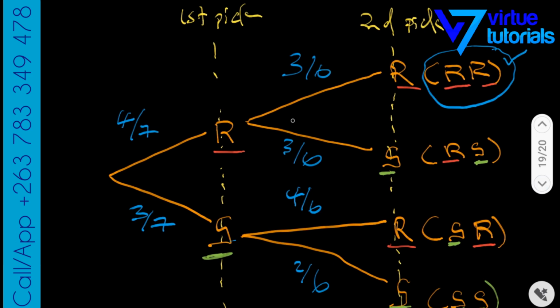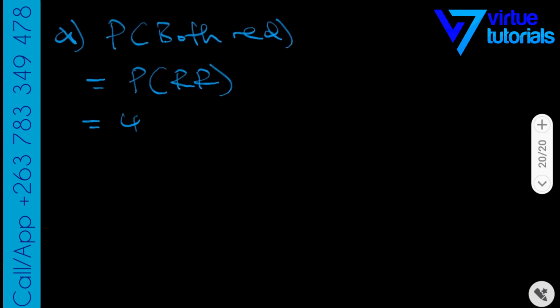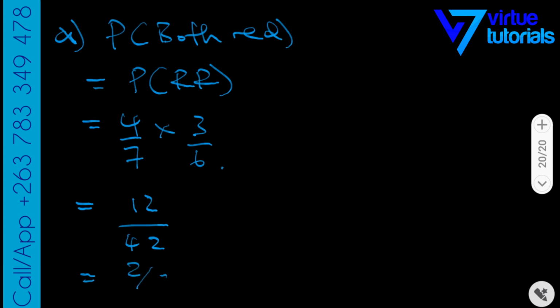So how did we get an R and R? We follow this path here, R and another R. So we get 4 over 7 times 3 over 6. That's the probability of getting R and R. It's 4 over 7 times 3 over 6. This gives you 4 times 3, 12, and 7 times 6, 42. And then in lowest terms, that's going to give you 2 over 7. So the probability that both balls are red is ultimately 2 over 7.